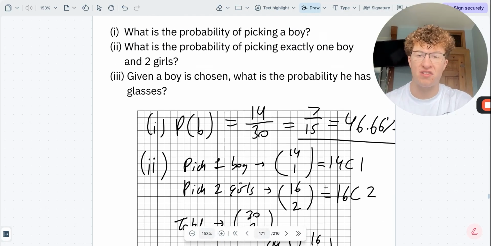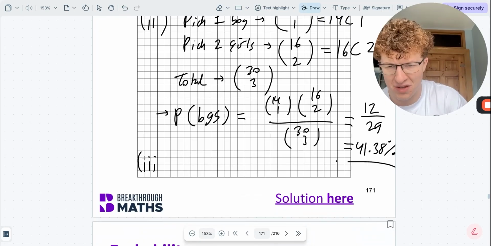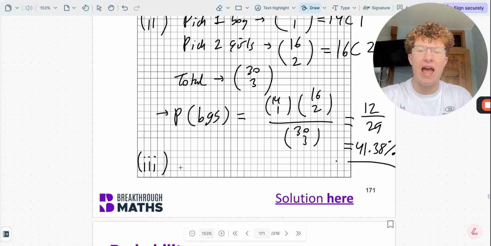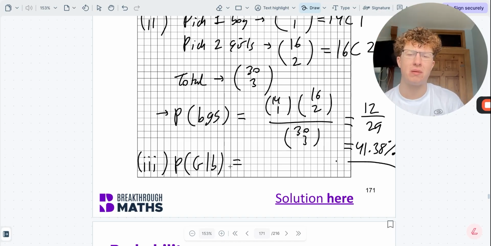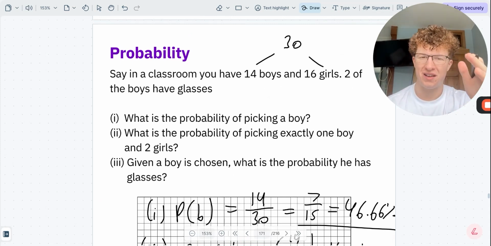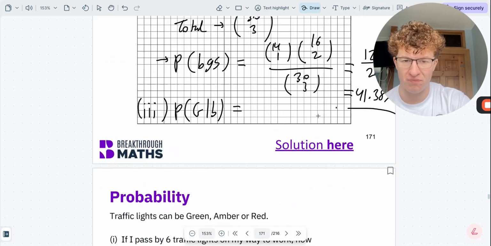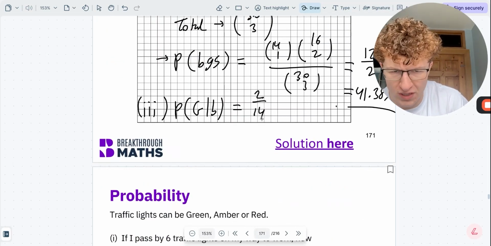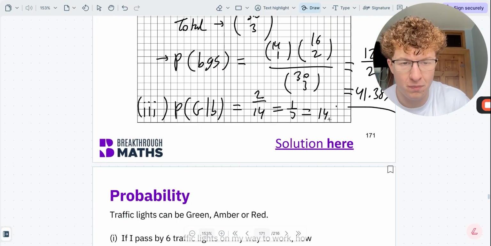Then the last question is, given a boy is chosen, what's the probability he's wearing glasses? So we have the probability of glasses given that it's a boy. There's 14 boys. So we're given it's a boy, so we're only considering the 14 boys. Then how many have glasses? 2 of them. So the probability is going to be 2 over 14, which is the same as 1 over 7, which as a percentage will be 14.29%. Boom. So that's the answer to the last one.